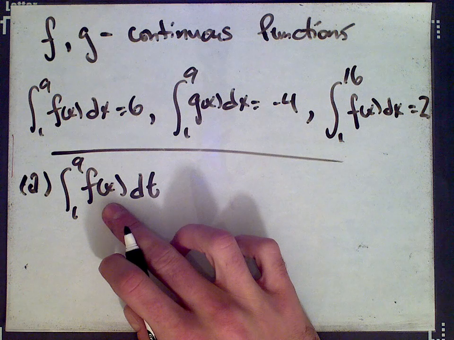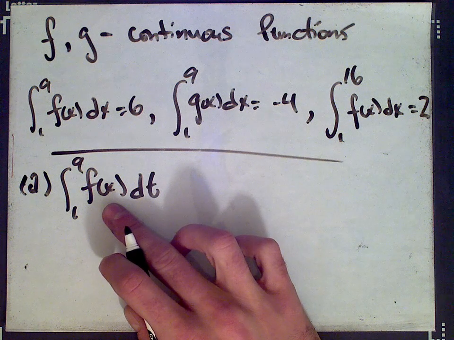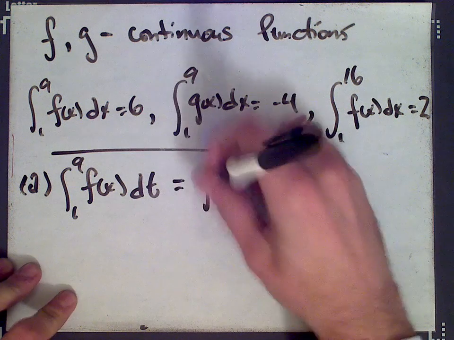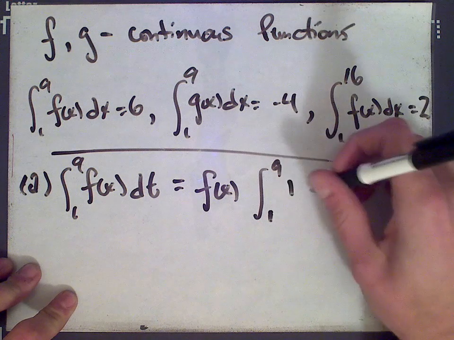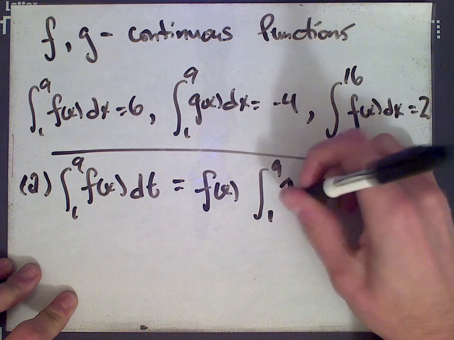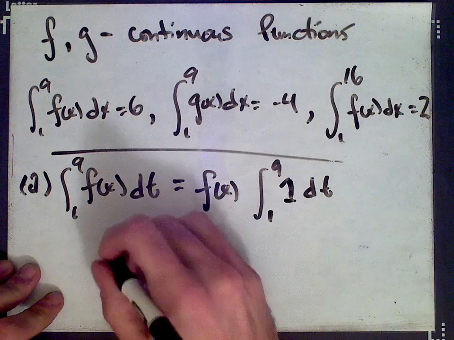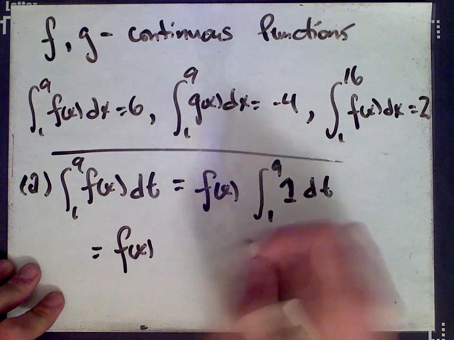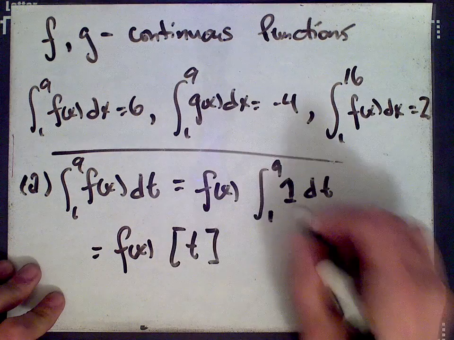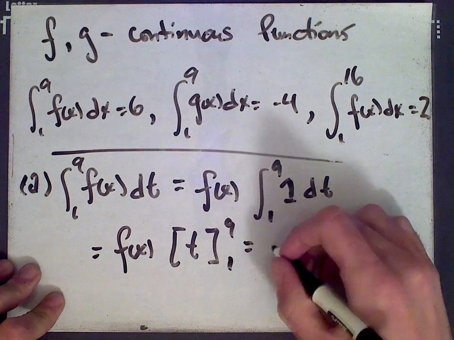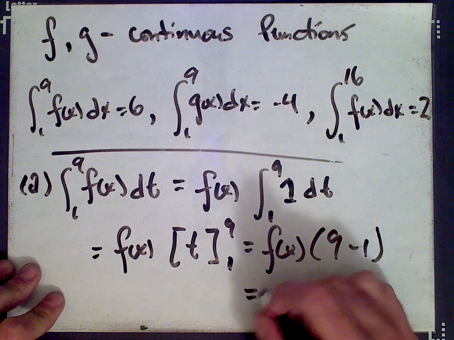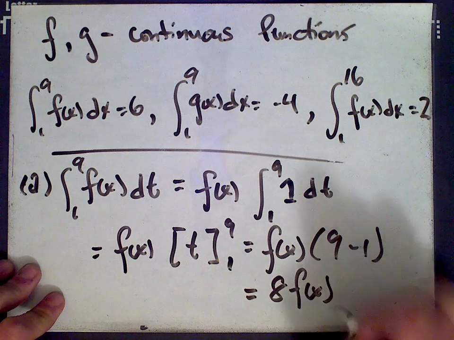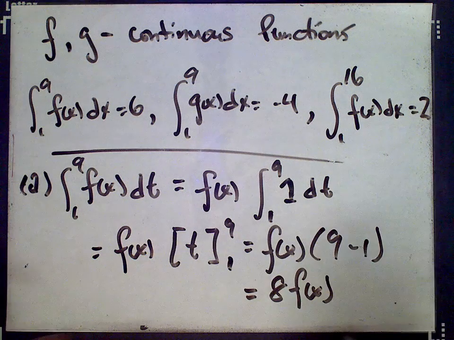So for instance, if x is a constant, then so is x squared plus 2. Or sine of x, it's just some value. So we can factor constants out of integrals, and this is just the integral from 1 to 9 of the constant function 1, which is f of x times t, the antiderivative of 1, from 1 to 9, which is f of x times 9 minus 1, which is 8 times f of x. Okay, and that's the answer to D.